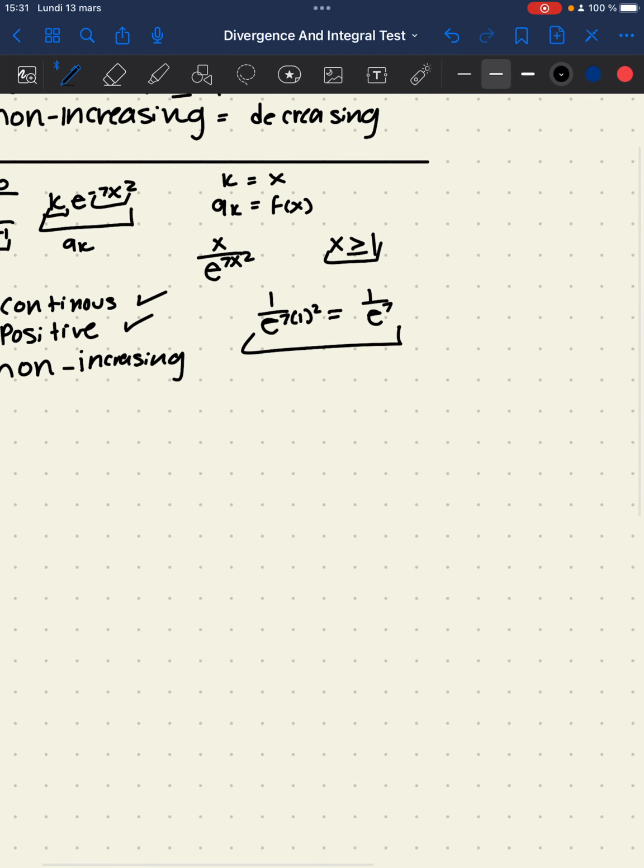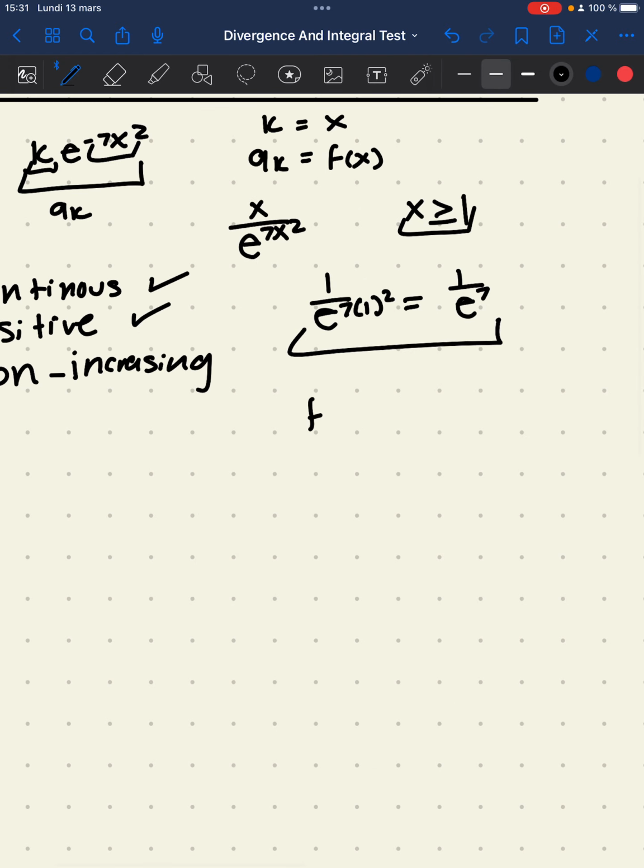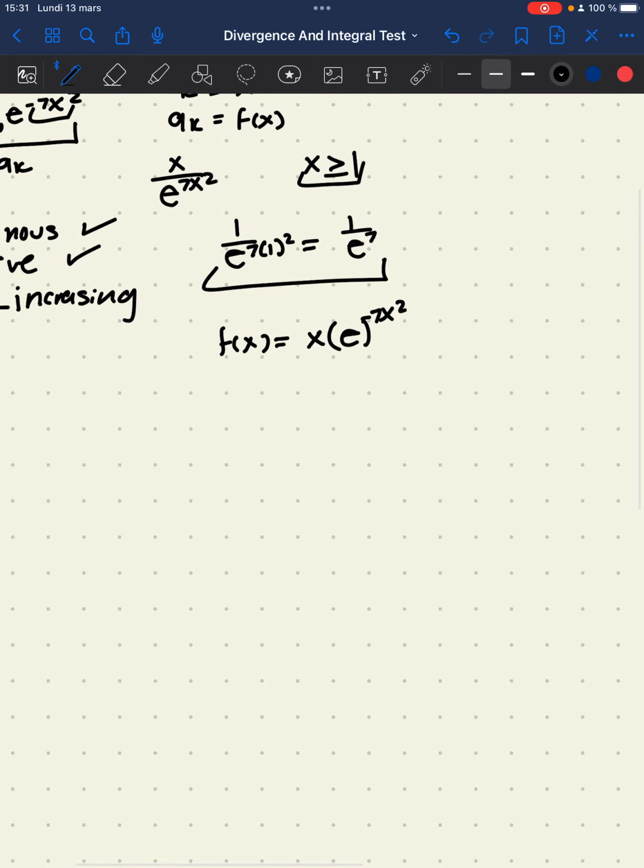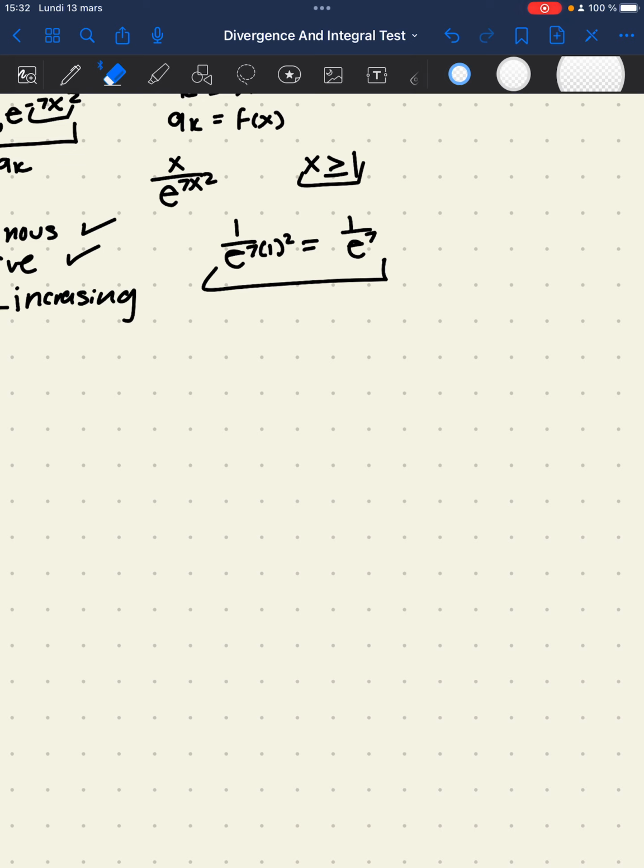Okay, so we go back to this function where f of x is equal to x. We can simplify this to x times e to the 7x squared. But since we were pushing it to the numerator, we can put the negative right there. We can use this to find the derivative, or we can use something a bit simpler, which is the low d high minus high d low, which was taught back in Calculus 1.